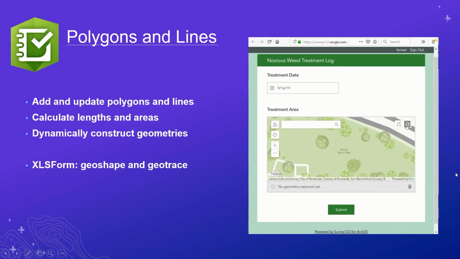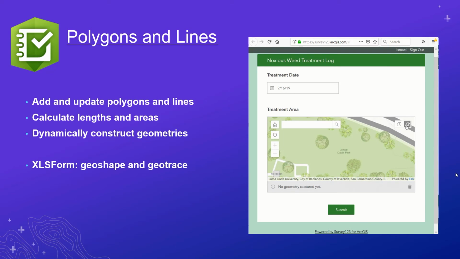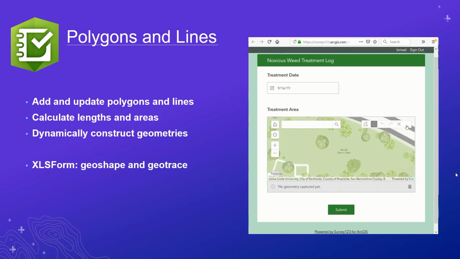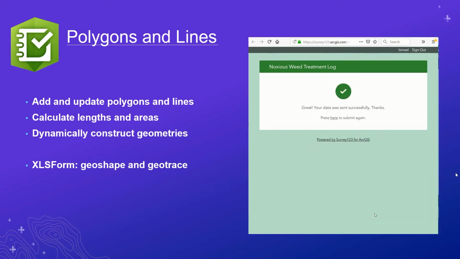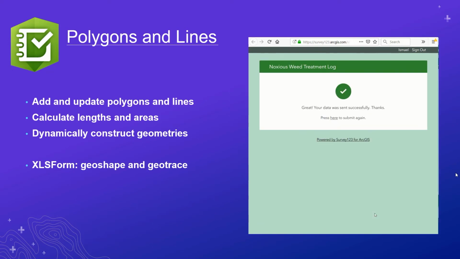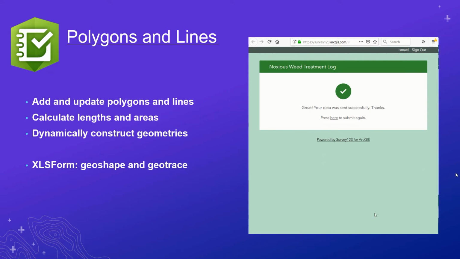It's time to talk again about polygons and lines. We sort of introduced this in the web designer section, and of course they are supported also in Connect now. But what I want to highlight here is that using the new GeoShape and GeoTrace XLSForm questions comes with the bonus of expressions that you can write to do lots of things with these new geometries. I think one of the best ways to learn how to use these new questions is to use the Connect sample. Let's have a look at it.